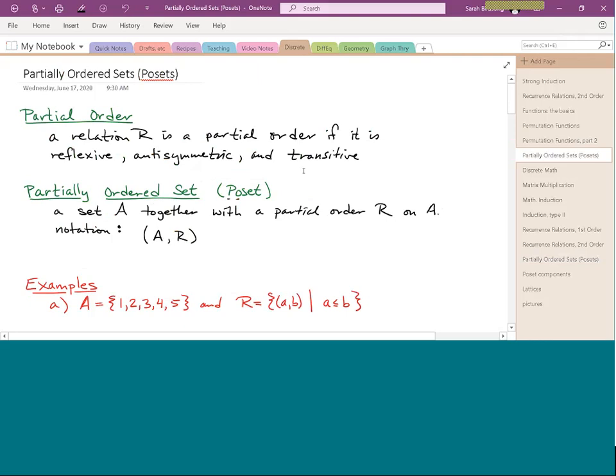If you don't remember what those 3 properties are, you'll want to go and look them up. So reflexive, antisymmetric, and transitive. If you need to write them down, write it down real quick. Okay. We'll go back over this again tomorrow, but those are 3 that you want to have in front of you.